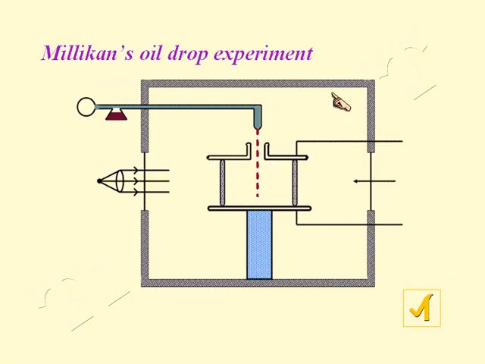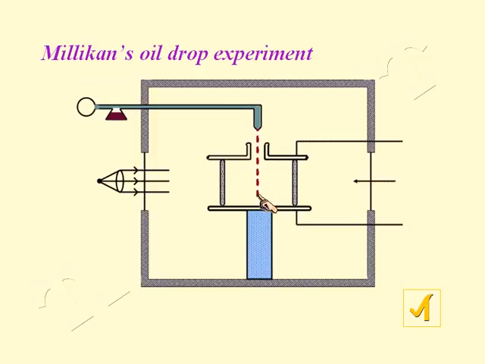The oil drop experiment consists of a vacuum box, and two parallel plates are there. In the parallel plates, the upper plate has a hole. Through that, using the atomizer, we are spraying the oil drops. The drops are falling down.